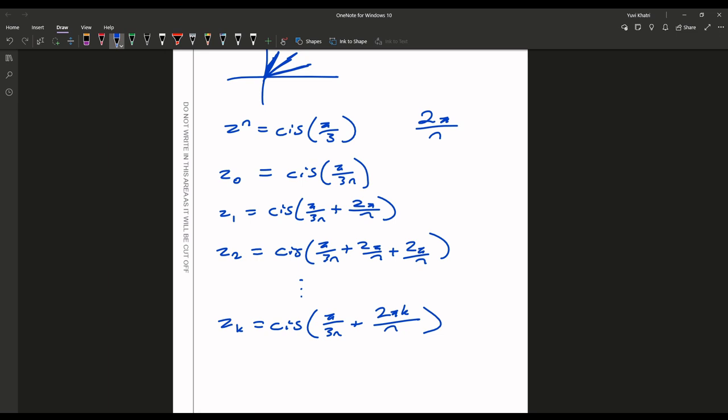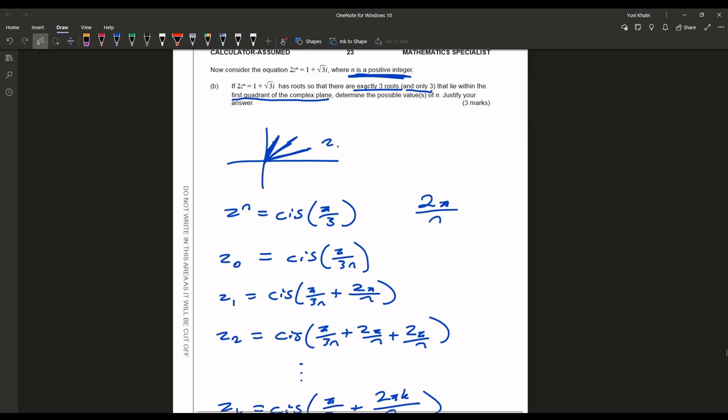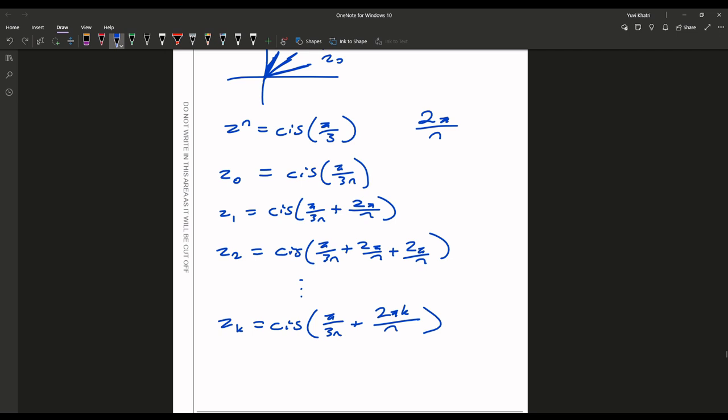Now from here, we want all of the 3 roots, so z0, z1, and z2, to lie in the first quadrant. If we just look at z0, for example, we know that n is a positive integer. So whatever value we sub in for n, it's always going to lie in the first quadrant, because n can't be between 0 and 1 since it's a positive integer, and n can't be 0 because it's positive. So n has to be 1, 2, 3, and so on.